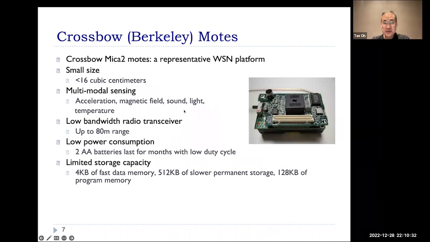Another mote uses IoT. One of the first sensors they created was the Crossbow MICA2 mote. This is one of the first researchable IoT devices, which has sensors as well.